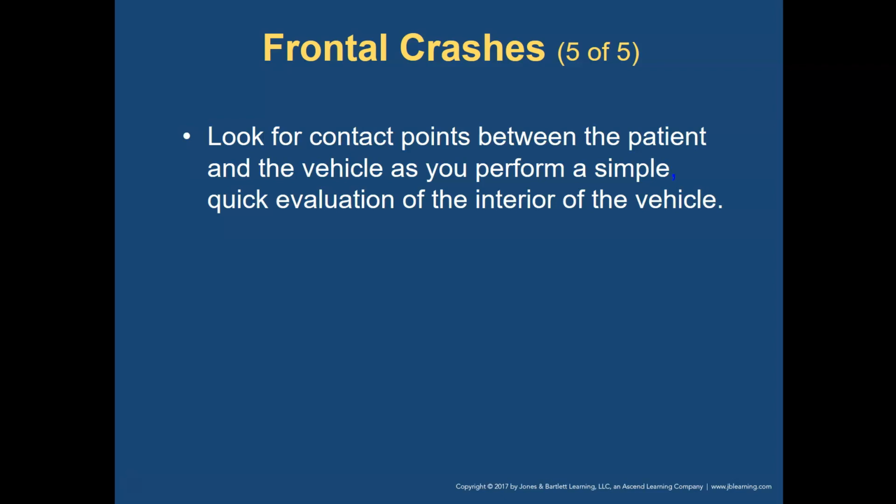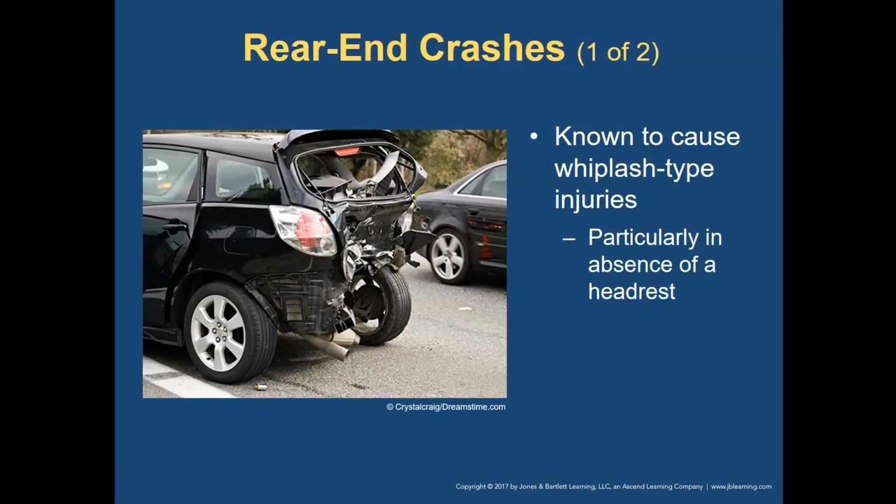Now you want to look for contact points. So for passengers riding in vehicles equipped with airbags but not wearing seat belts, they're often thrown forward and they come in contact with the airbag and/or the doors at the time of deployment. So that's what we're talking about as a contact point. We want to look for contact points between the patient and the vehicle as you do a quick sweep, a little evaluation of the interior of the vehicle, and look to see if there's anything that could have caused some problems.